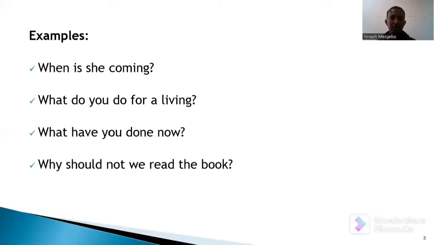What do you do for a living? The second do is a main verb, but the first do is an auxiliary verb. What have you done now? Done is the main verb, have is an auxiliary verb.